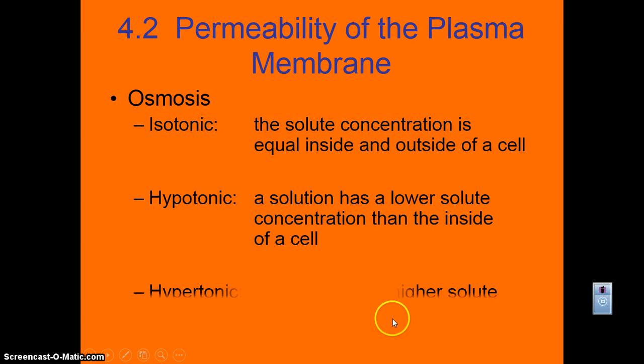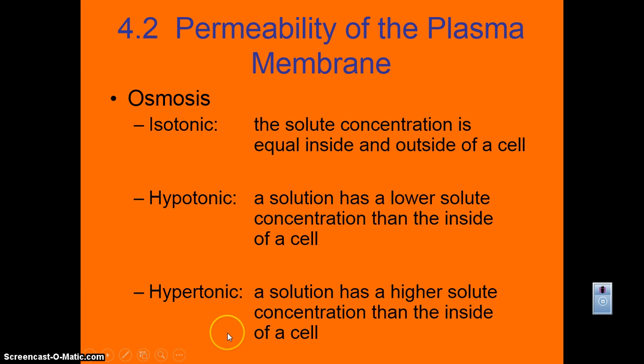Now we have a concept that's kind of hard to grasp, so you just have to memorize, and that helps, and then we'll do some applications. So isotonic means that the solute concentration is equal inside and outside of the cell. Hypotonic, hypo is low or below, is a solution that has a lower solute concentration than inside the cell. And hypertonic, hyperactive, someone who is above normal active, is a solution that has a higher solute concentration than inside of the cell.